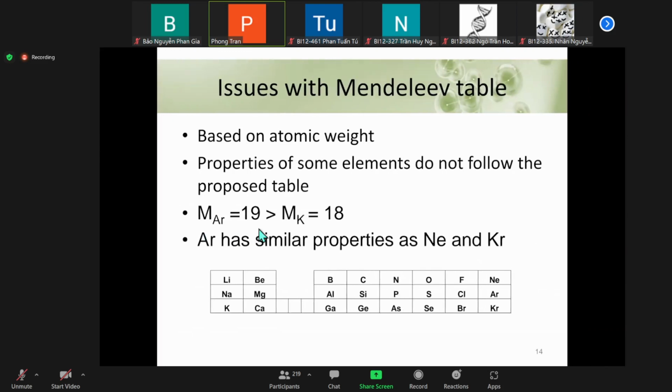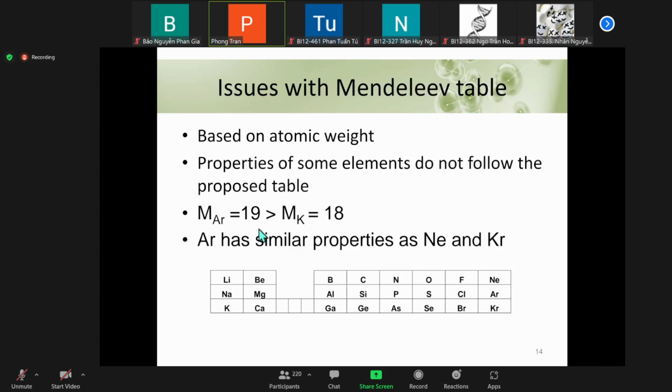However, the Mendeleev table has some issues. Remember that this table is established based on the atomic weight. So Mendeleev proposed that you construct the table by putting the atoms in increasing order of atomic mass. However, by putting them like this, you will have a few cases which are not consistent with the properties. For example, you have argon with a mass higher than potassium.